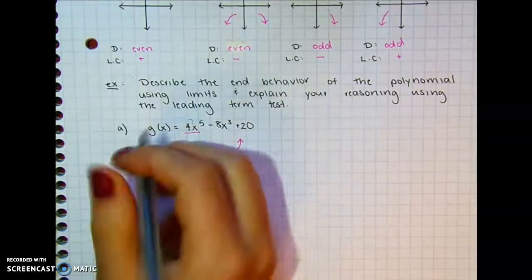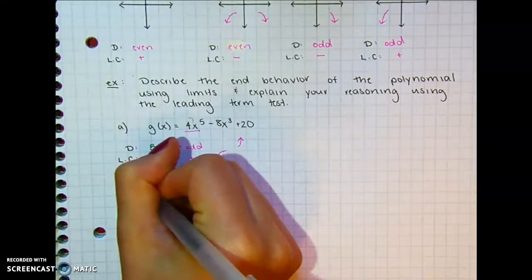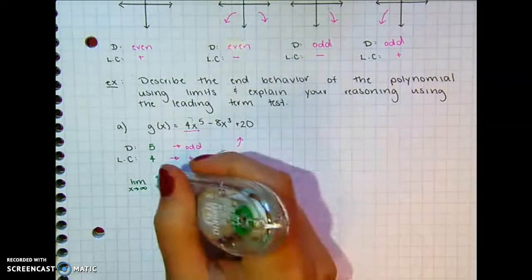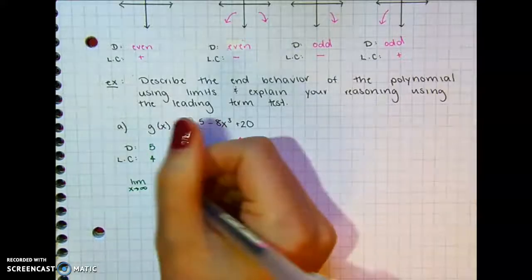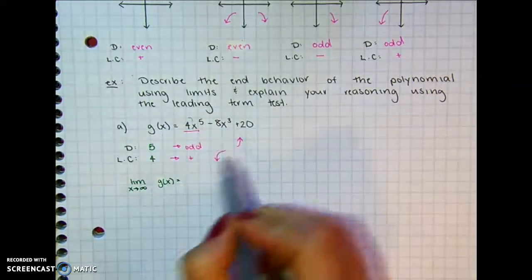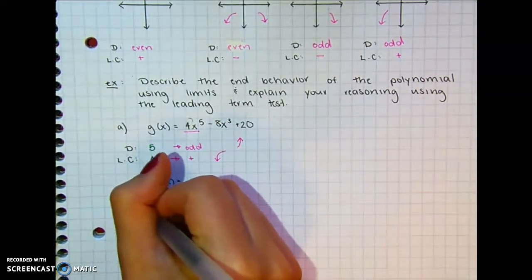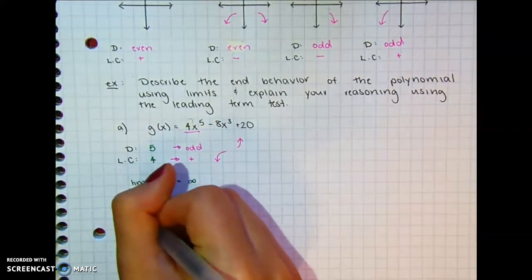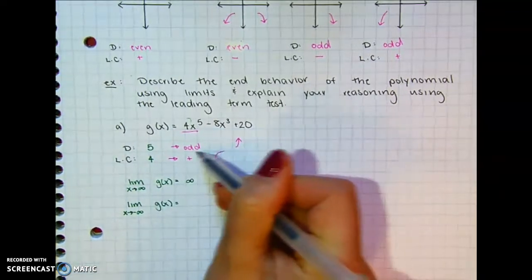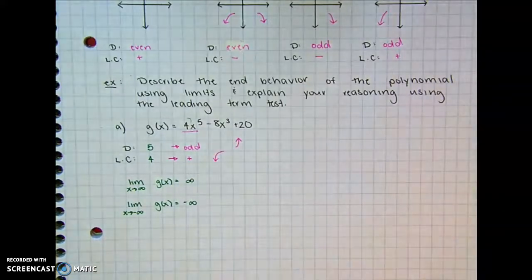So the limit as x is approaching positive infinity, it's not f of x, it's g of x. G of x, the function, is going towards positive infinity. And then the end behavior as x is approaching negative infinity of g of x, right? As we go to the left, it's going to be going down, so it's going to be going towards negative infinity. And then we're done.